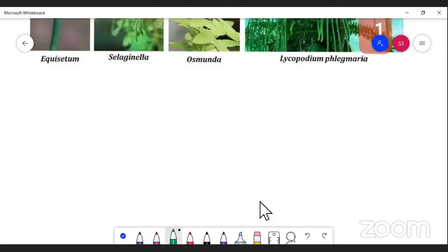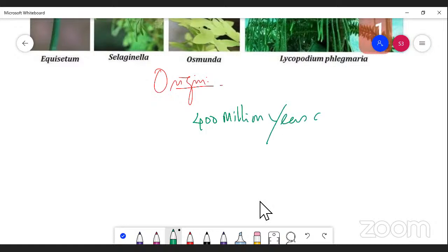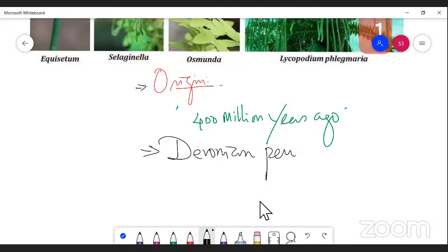Before that, I'd like to mention its origin. Actually, these pteridophytic members originated just 400 million years ago, right? 400 million years ago. And these members originated in the Devonian period of the Paleozoic era.